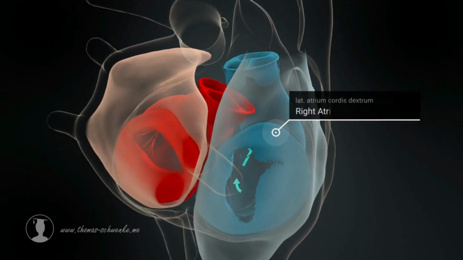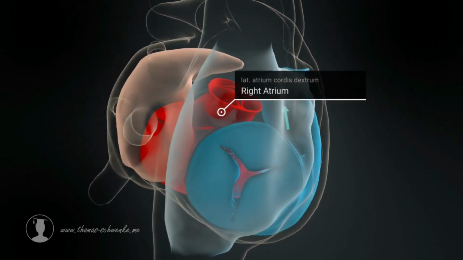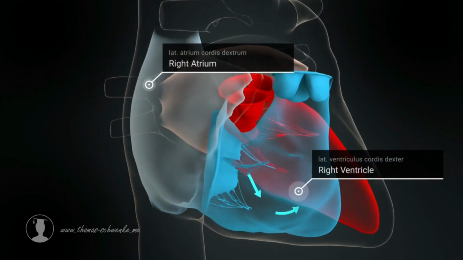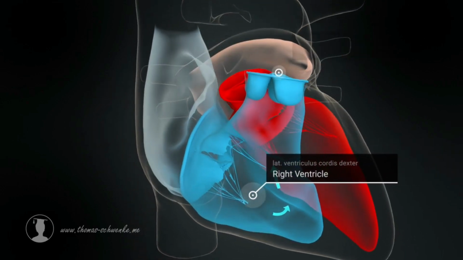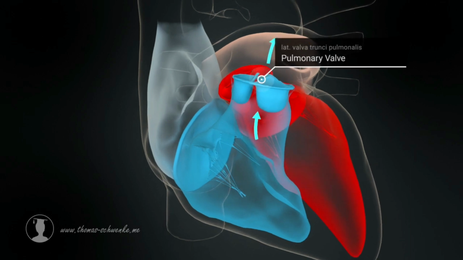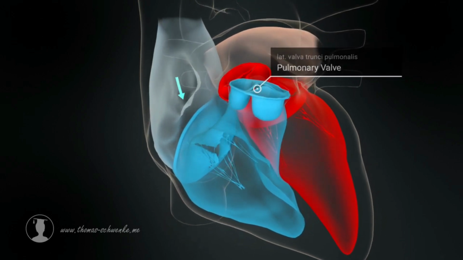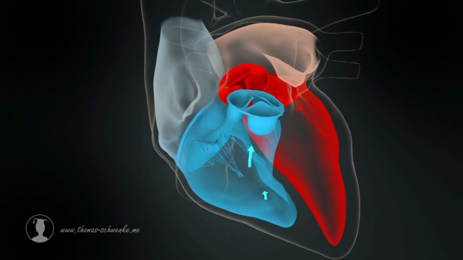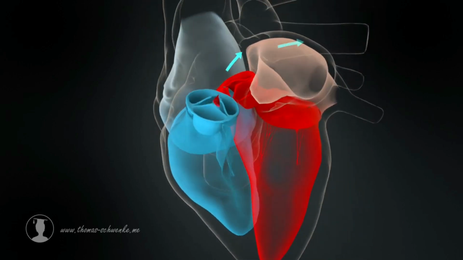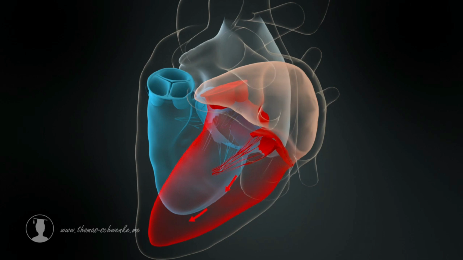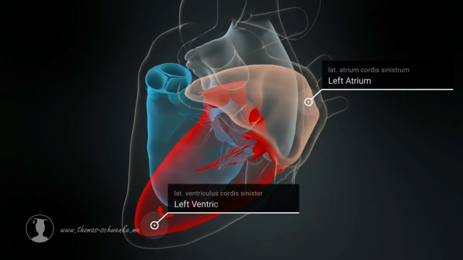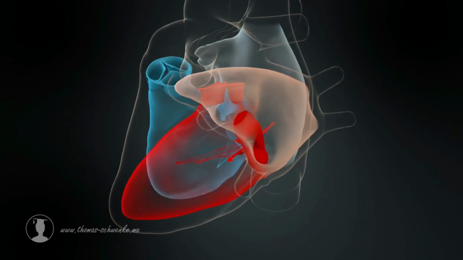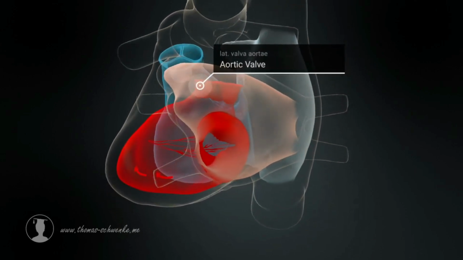When the tricuspid valve opens, deoxygenated blood flows from the right atrium into the right ventricle. The deoxygenated blood then flows through the opened pulmonary valve and then enters the lungs via the pulmonary artery. The oxygenated blood from the lungs passes from the left atrium into the left ventricle through the mitral valve. When the aortic valve opens, the blood enters the body via the aorta.